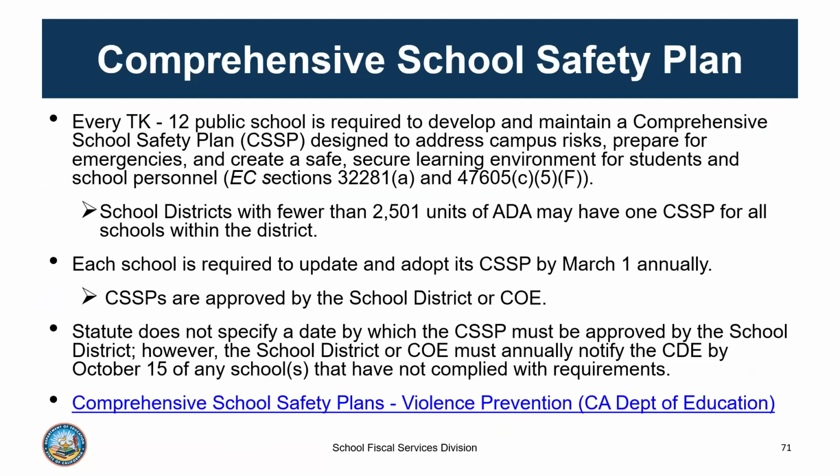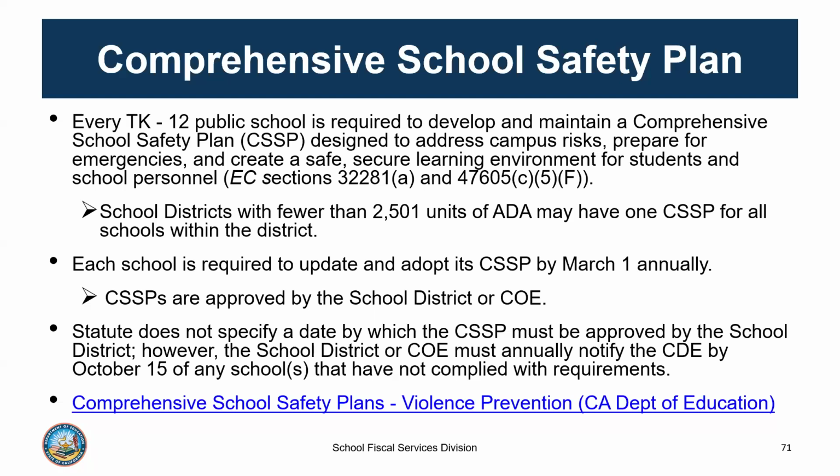Before moving on, we wanted to do some level setting by providing background information on the Comprehensive School Safety Plan, or CSSP, as the plan and its components will have a direct impact on Form J13A approvals beginning in fiscal year 26-27. Every TK through grade 12 public school is required to develop and maintain a CSSP designed to address campus risk, prepare for emergencies, and create a safe, secure learning environment for students and school personnel.